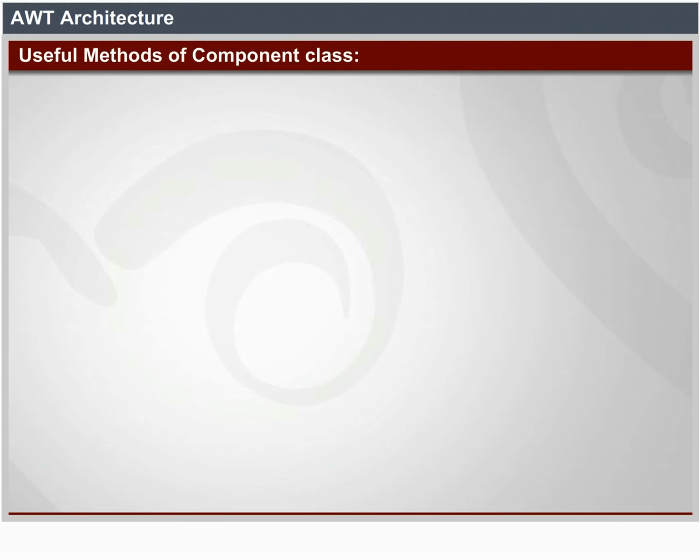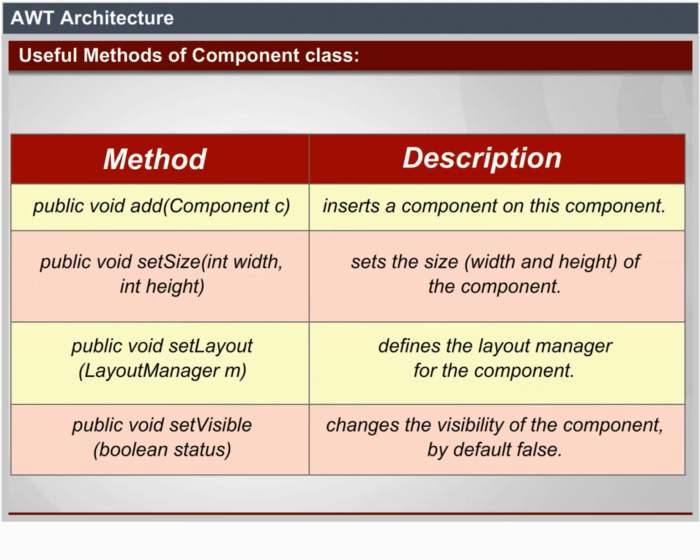Useful methods of the Component class. Method and description. Public void add(Component c) inserts a component on this component. Public void setSize(int width, int height) sets the size, width and height of the component. Public void setLayout(LayoutManager m) defines the layout manager for the component. Public void setVisible(boolean status) changes the visibility of the component. By default, it is false.